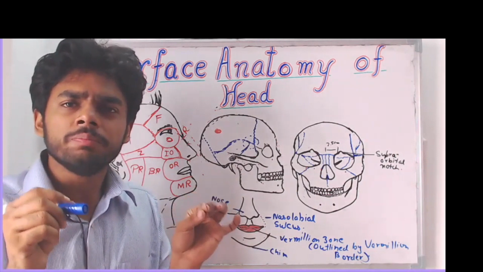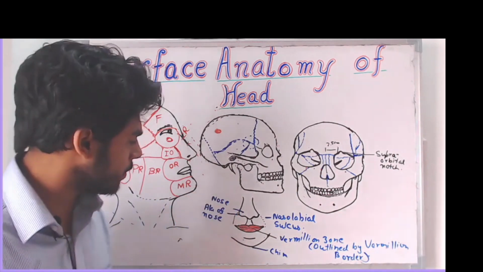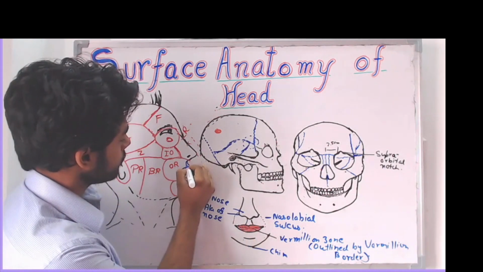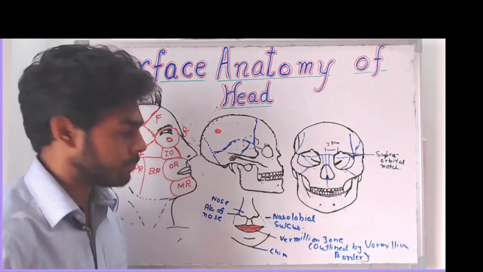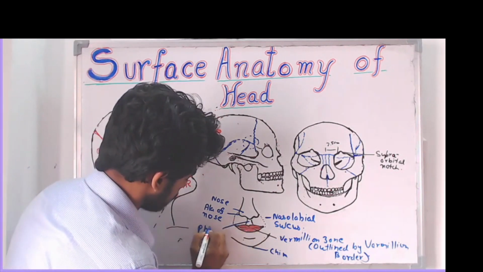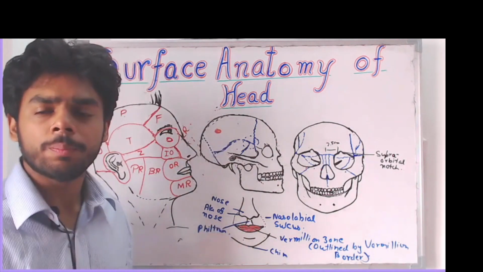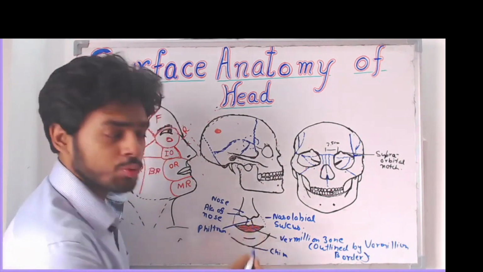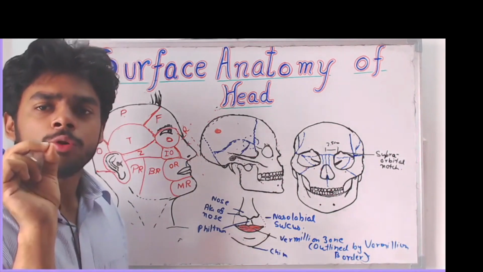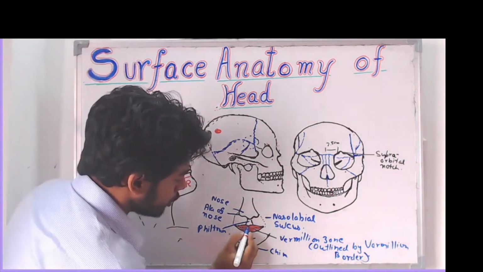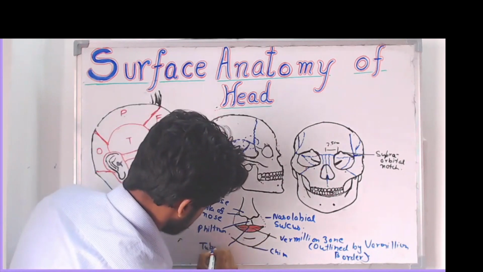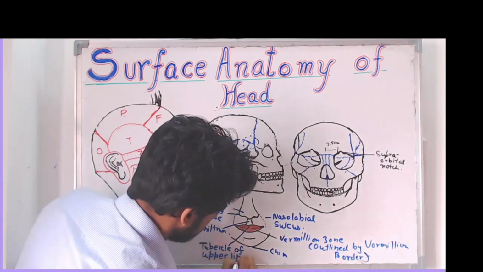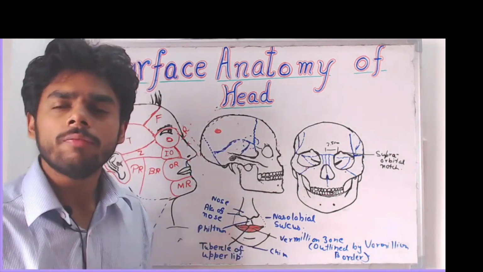The small triangular median depression in the upper lip is called the philtrum. It is a triangular depression, and the apex of the philtrum is towards the nose and the base is towards the lip, towards the tubercle of the upper lip. Here we have the tubercle of the upper lip.